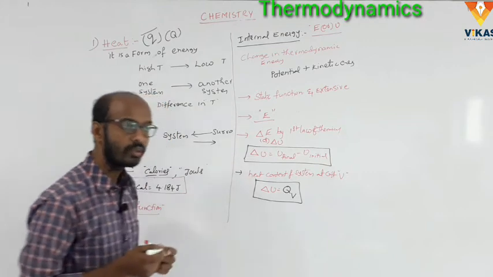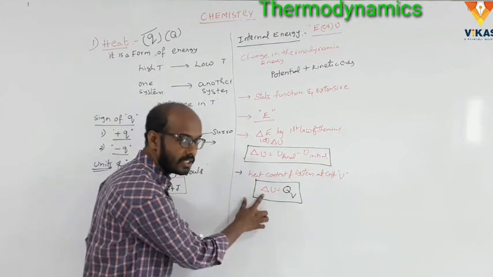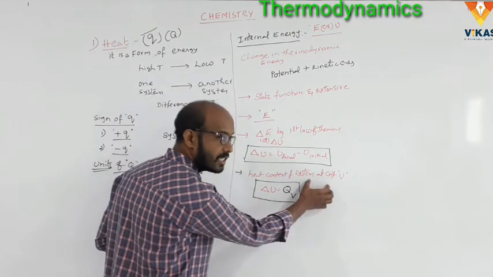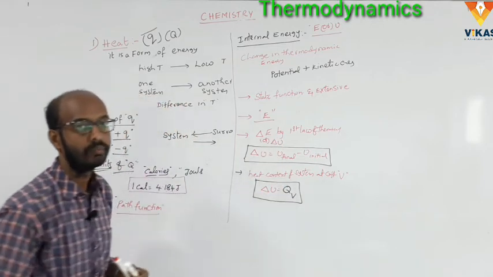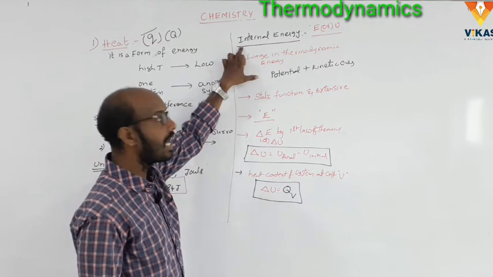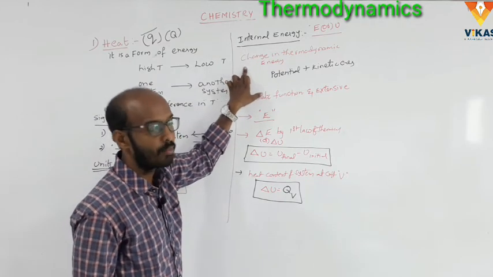Delta U is equal to Qv. So delta U is a change in internal energy. It is the heat content in the system at constant volume. So we write delta U is equal to Qv. Clear? Okay. Internal energy is represented by E or U. It is also known as thermodynamic energy.